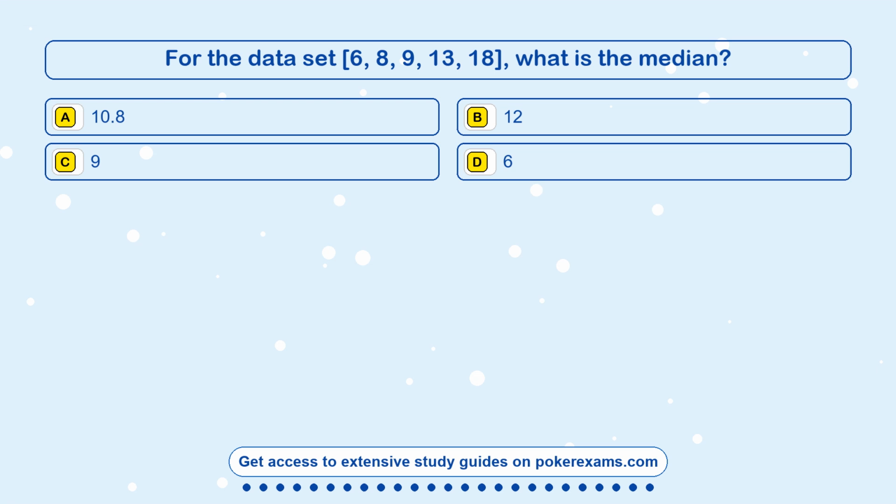Question 19. For the data set 6, 8, 9, 13, 18, what is the median? Option A, 10.8. Option B, 12. Option C, 9. Option D, 6.